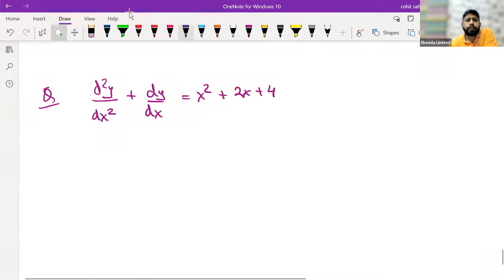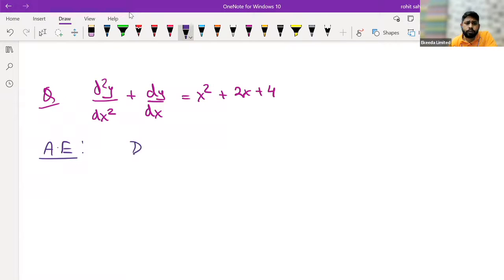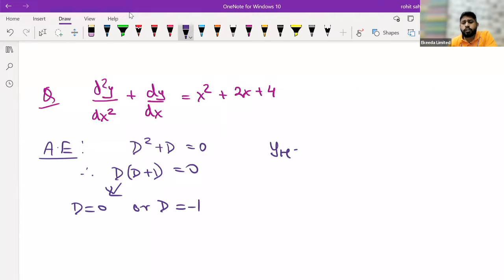देखो, सबसे पहले आपने क्या किया, आपने इसका auxiliary equation form किया. Now I believe that you can directly form the auxiliary equation, that is D square plus D equal to 0. Therefore, you can say D times of D plus 1 equal to 0, which gives D equal to 0 or D equal to minus 1. So your homogeneous part should be c1 e to the power of 0x, जो 0 से कांस्टेंट हो जाएगा, और सेकंड हो गया c2 e to the power of minus x, right. So it is just like this.